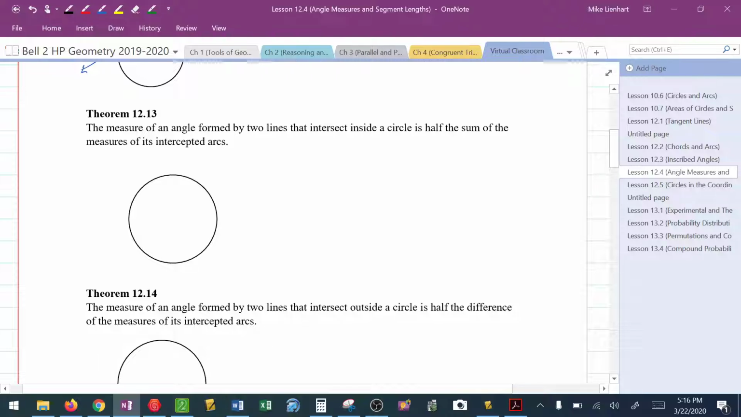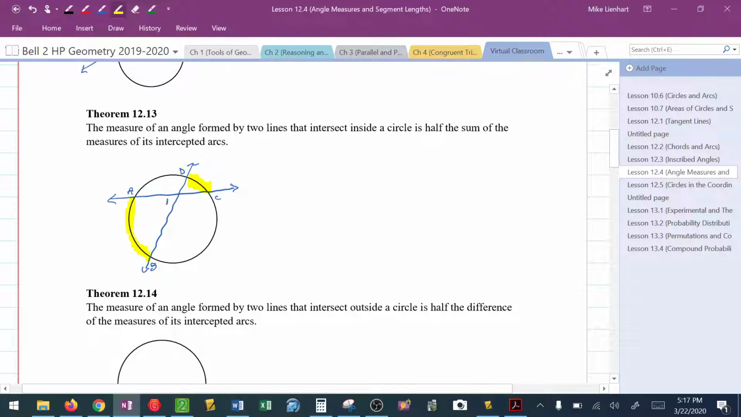This first theorem says the measure of an angle formed by two lines that intersect inside of a circle. So let's sketch that. We have a line here, and let's say that we have another line here. Those two lines will be called secants. I'm going to call this angle 1. I know that angle 1 has this arc AB as an intercepted arc. But it also has a secondary intercepted arc, and that would be this part back here, CD. So it's got two little intercepted arcs.